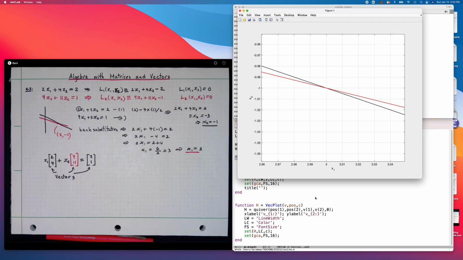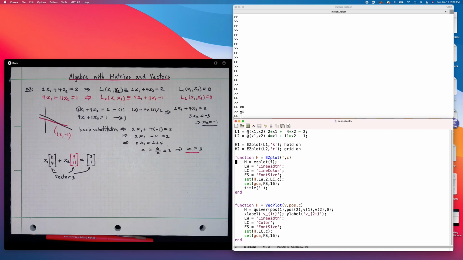So I've also written a little script called vector plot, and it uses Matlab's quiver function. The vector plot function takes in the vector v, which has components, for example 2, 4 for a 2-component vector, and it takes in a position, so it tells you where to plot it in the plane.